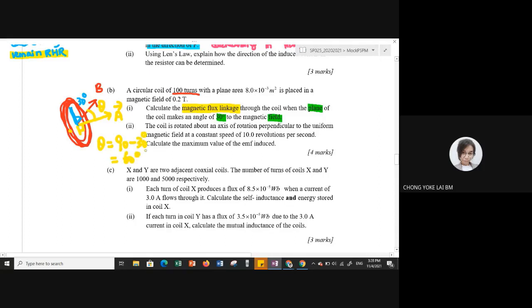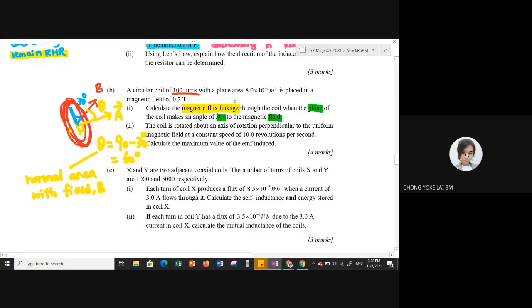Okay? So be careful. The angle in the equation is normal of the coil with B, not plane of the coil. The angle must be between normal area with B, with the field, magnetic field B. Bukan plane of the coil with B. Itu pertama, students selalu silap. Kena ingat dekat situ.